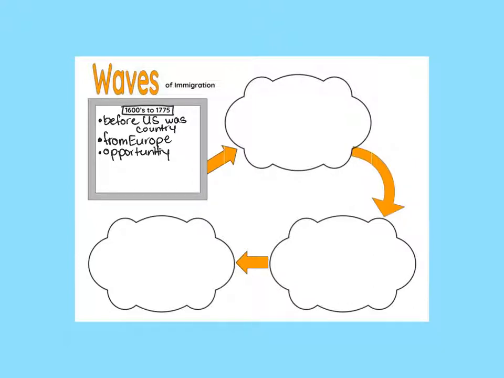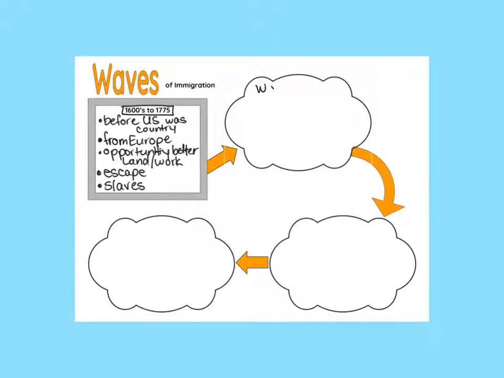Oops, gotta spell that right. For better land and work. Some are escaping. They were escaping for religious freedom or for being persecuted. And then, of course, we have slaves. So I'm just capturing some of the key details here in this note.